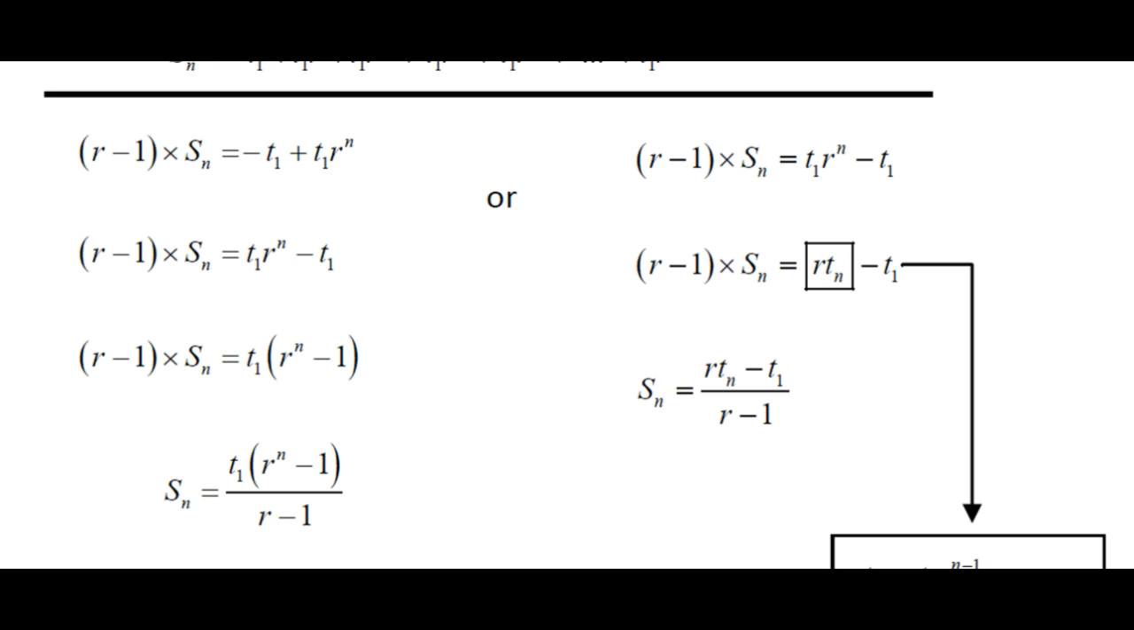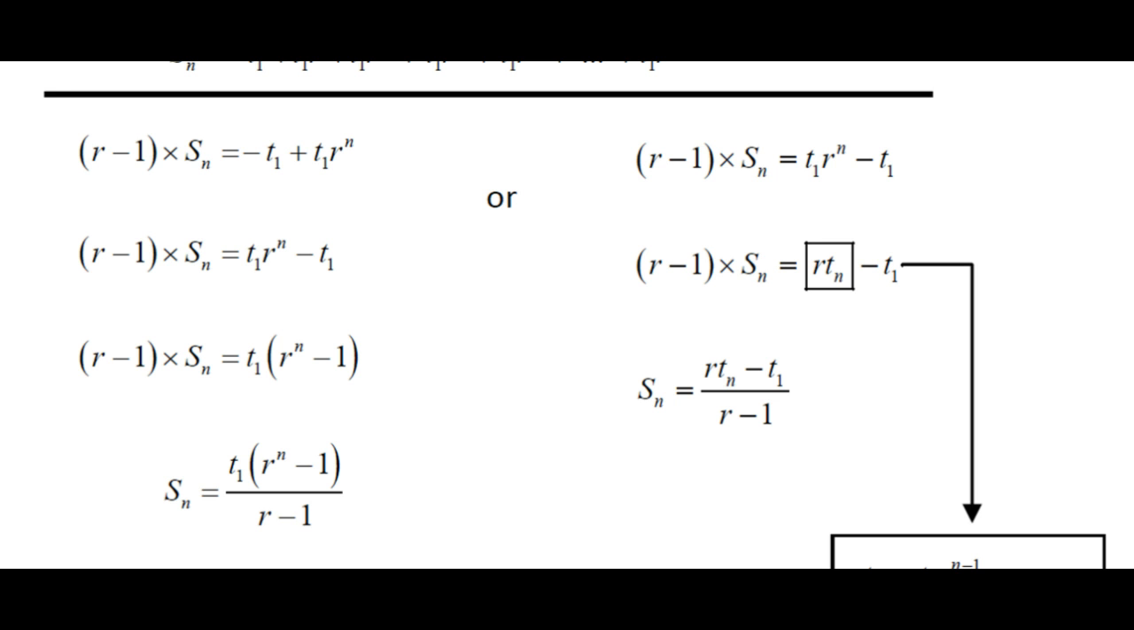So it's T1, the first term, times R, the common ratio, to the power of n, like how many terms do I want to do, right? If it's S10, that'll be a 10, minus 1 over R minus 1. Or, again, we've got the same thing here, right? We're starting with this. R minus 1 is S.